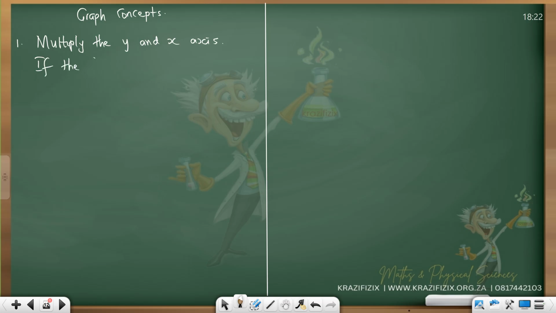If the formula exists, we did this in grade 10, then the quantity is the area of the shape. I'm going to explain this. Like I said, I'll just do two of these concepts. There are three of them. Multiply the y and x axis. If the formula exists, then the quantity is the area of the shape.